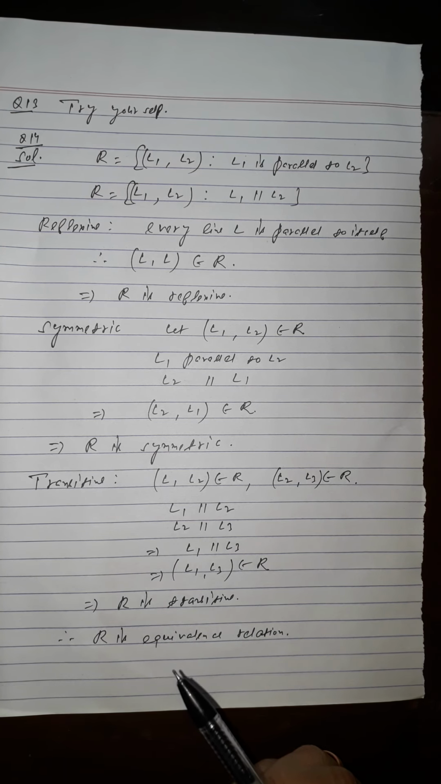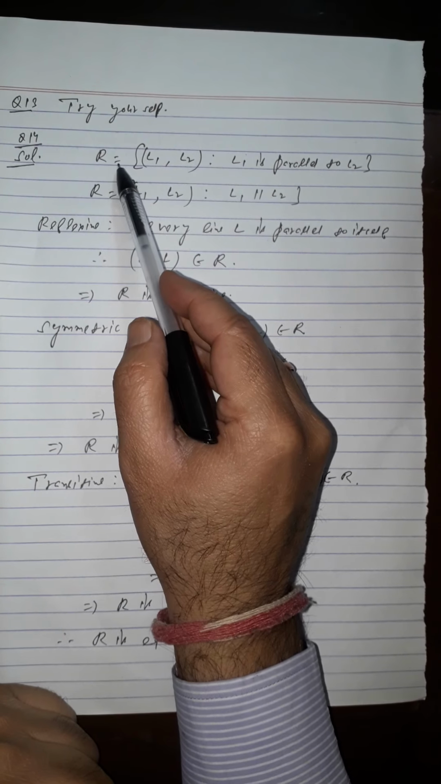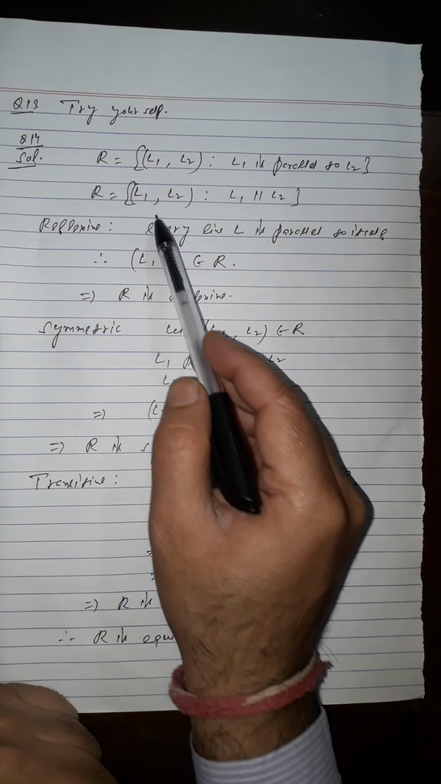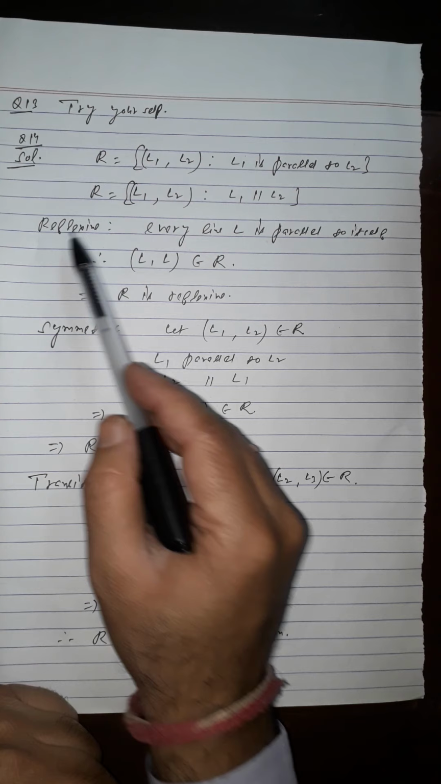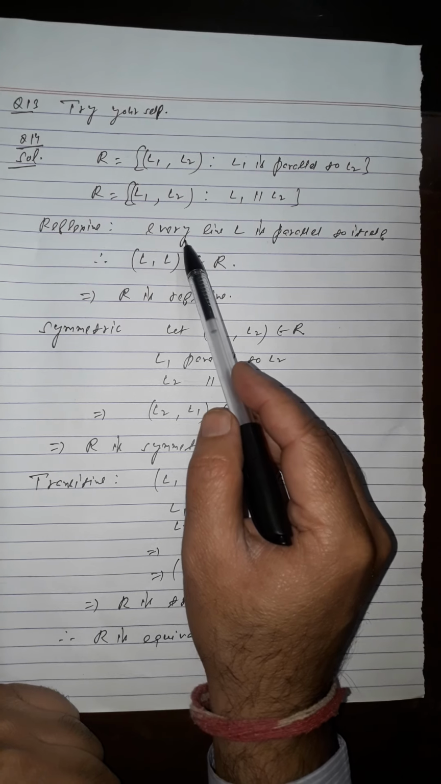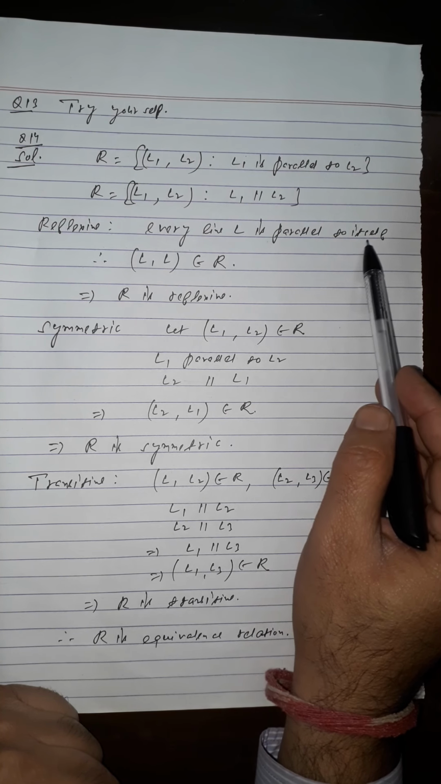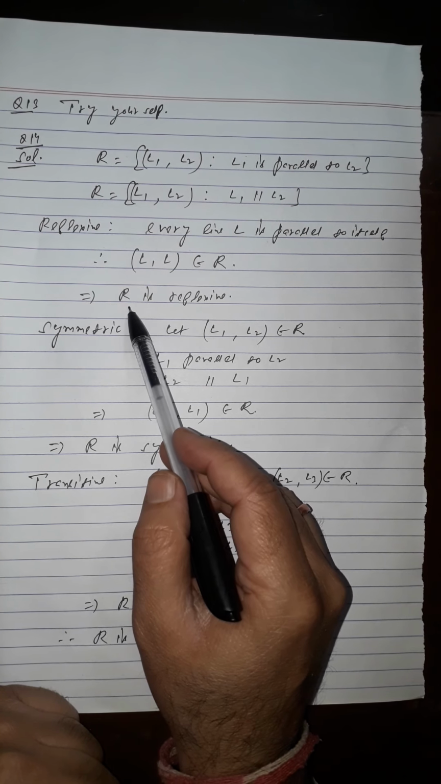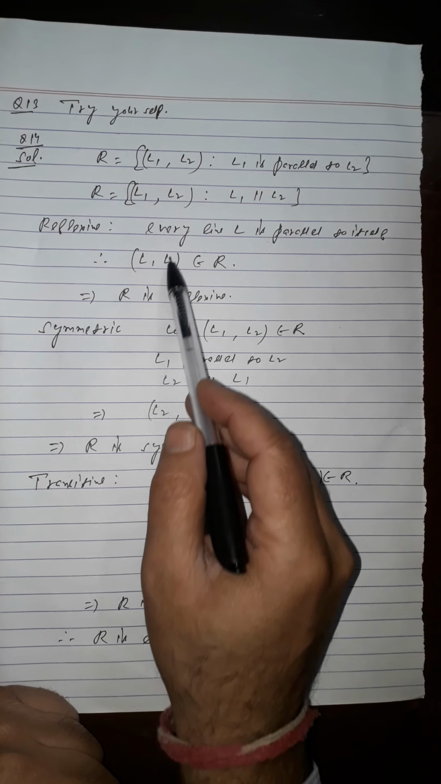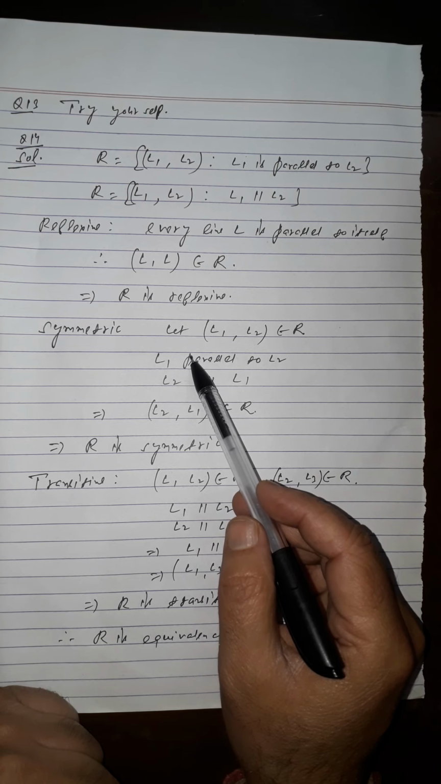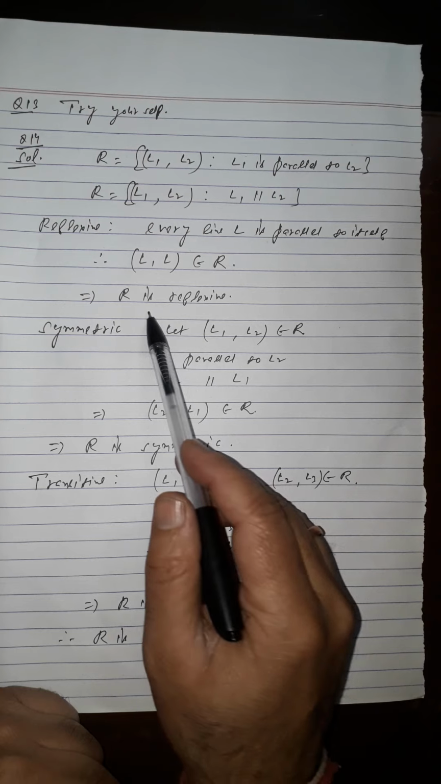Now once again students, here we have to show that the relation is an equivalence. So let us see what we will do students. The relation R is equal to (L1, L2), where L1 is parallel to L2. So for reflexive, students, we have to add this line while we give the answer to this question, that every line L is parallel to itself. So therefore (L, L) belongs to R, which implies that R is reflexive. It means it satisfies our definition of reflexive, that is (x, x) belongs to R, therefore the relation is reflexive.